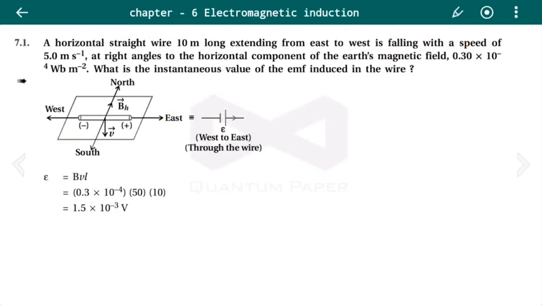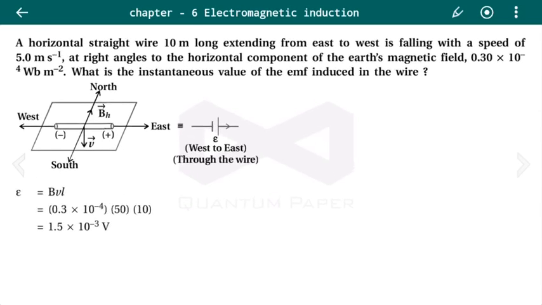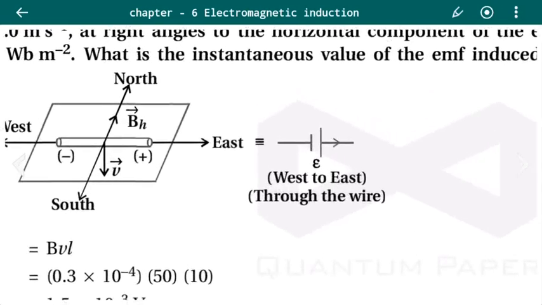Now numerical number 7, of that we will be solving first the 7.1 part. A horizontal straight wire 10 meter long extending from east to west is falling with a speed of 5 meter per second at right angles to the horizontal component of the Earth's magnetic field, 0.3 into 10 raised to minus 4 Weber per meter square.